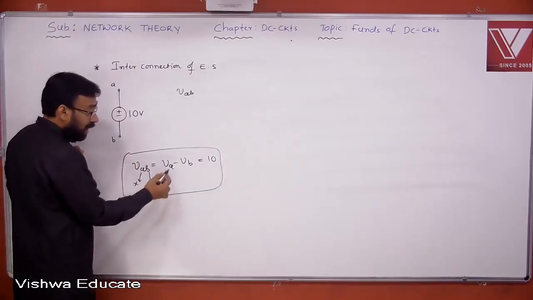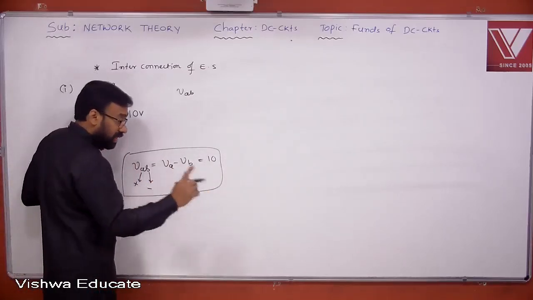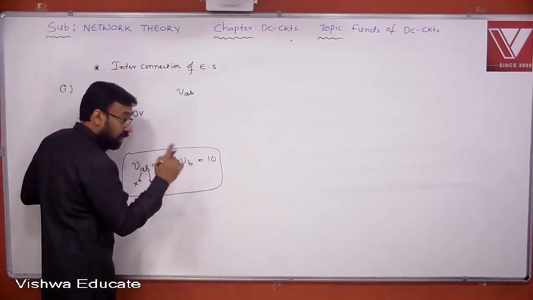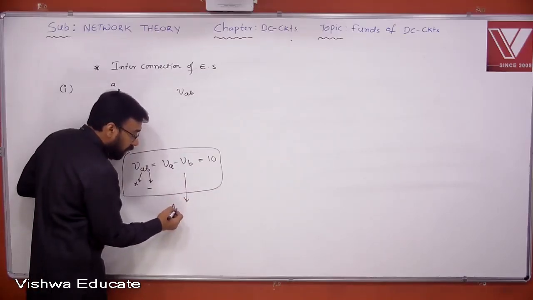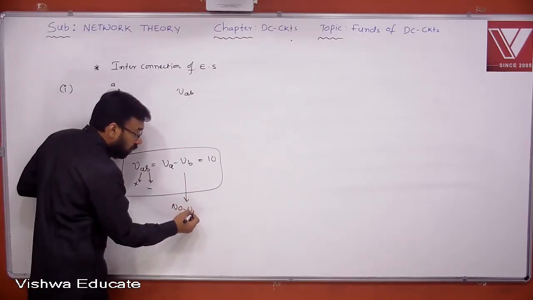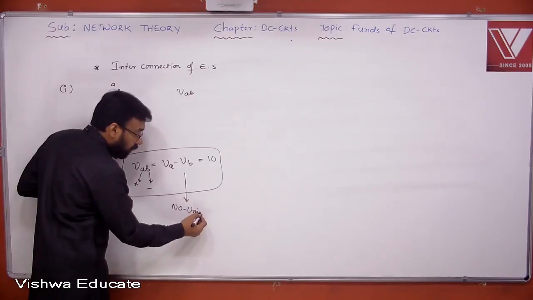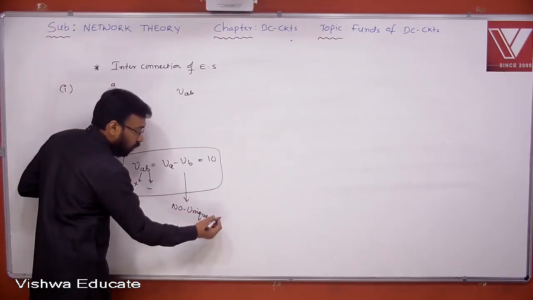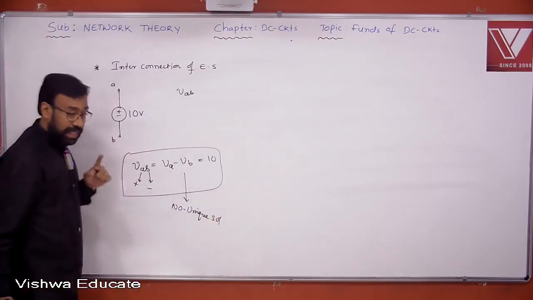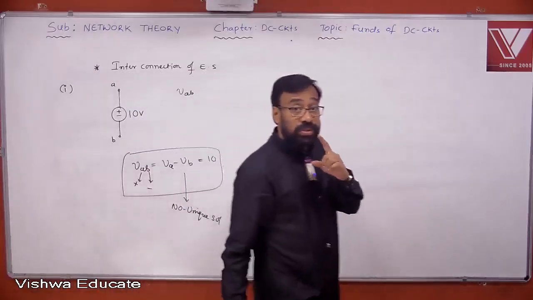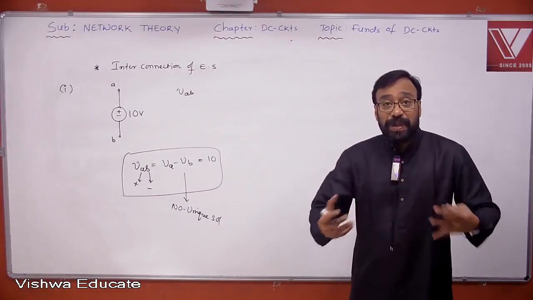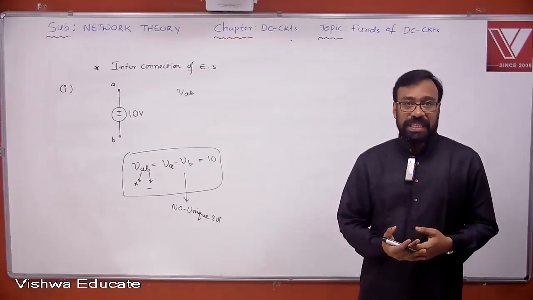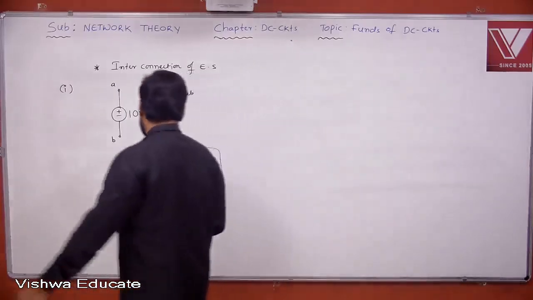Now you can observe that it is a single equation. How many unknowns are there? Two unknowns. Single equation, two unknowns. There is no unique solution. Hope you understand the point. There is no unique solution means there are multiple solutions. Yes or no? Therefore, what are the multiple solutions?